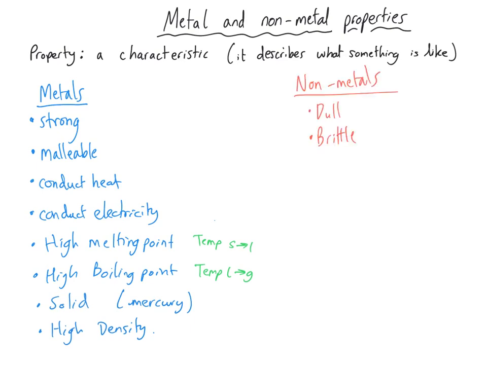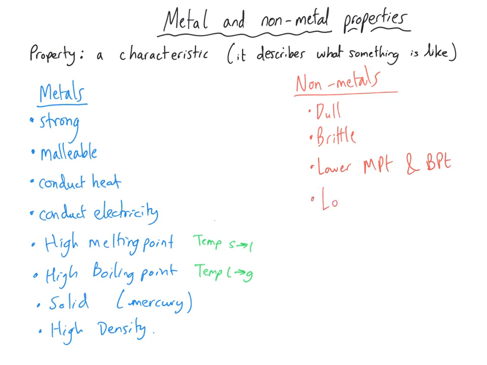In contrast to metals, non-metals are generally dull, where metals can be really polished to a high shine. They're also quite brittle instead of being strong. They generally have much lower melting points and boiling points, that's my abbreviation for those, which means that often they aren't solids at room temperature. Quite commonly they are gases, but there are some solids, and that one liquid that I mentioned, bromine, as well.